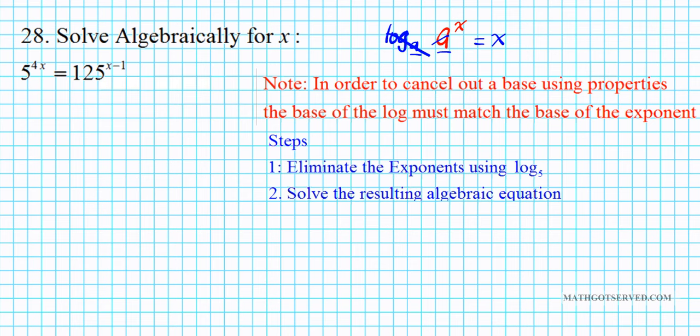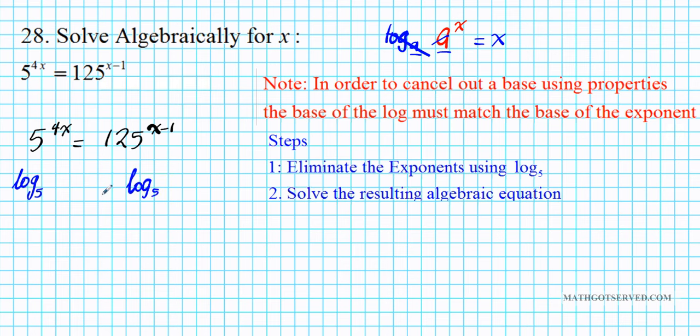So the steps for this problem, number one, we'll eliminate the exponent, and then that will result in an algebraic equation, and then we'll solve it using the properties of algebra. Okay, so let's go ahead and rewrite the problem. We have 5 raised to the 4x equals 125 raised to the x minus 1. Now I want to eliminate the 5, so I'm going to use the inverse. I'm going to take log base 5 of both sides of the equation.